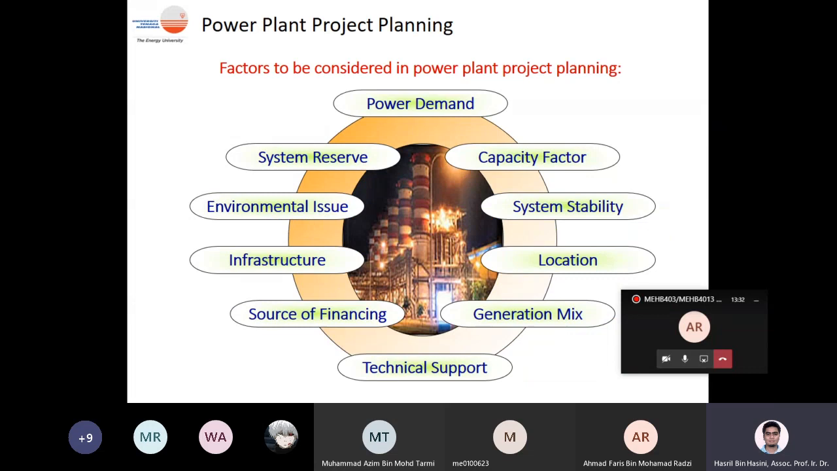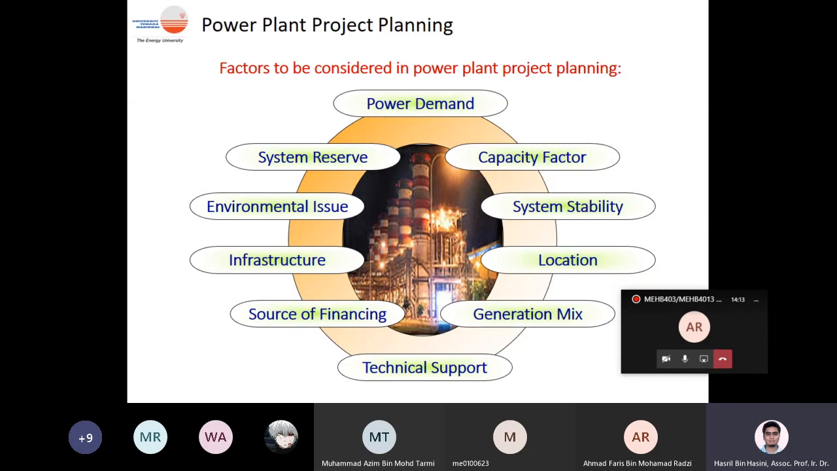This is the main topic that I want to discuss today in terms of power plant project planning. This is more like part of the project management principle, but we adopt project management for the power generation industry or power generation business. So before we decide to build a power plant, what are the factors to be considered in power plant project planning? There are many things that we need to look into. For example, here we have to look at the current power demand, and not only current, but you also have to predict the future power demand of the country.